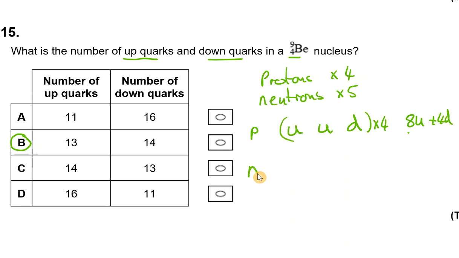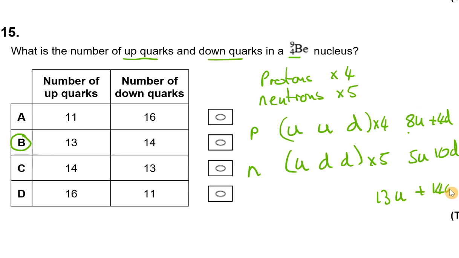What's the quark structure of a neutron? The quark structure of a neutron is up, down, down, and I've got 5 of those. So I'm going to get 5 ups and 10 downs. If I add these all together, I'm going to end up with 13 ups and 14 downs, which is B.